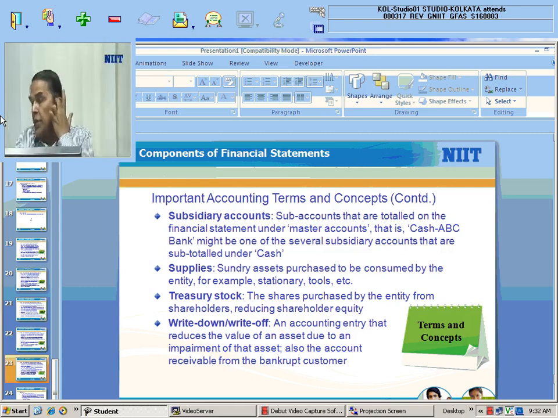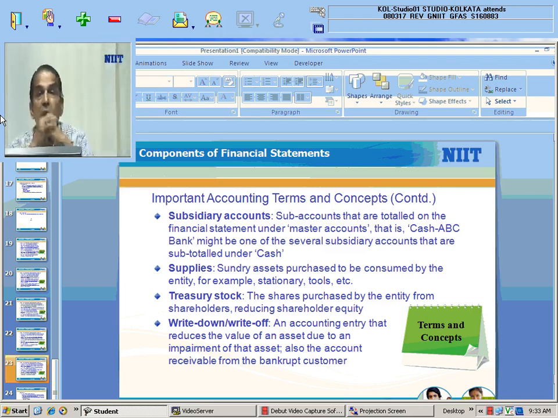Another term we'll come across is treasury stock. Now a company issues shares to the shareholders. Normally, to raise capital, a company issues shares to the shareholders. Various shareholders hold company shares. Sometimes the company may start buying back the shares from the shareholders. This is called buyback of shares.